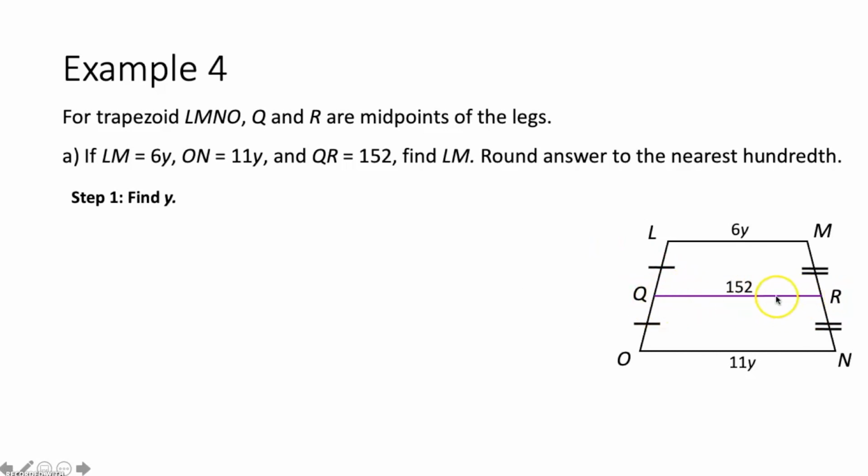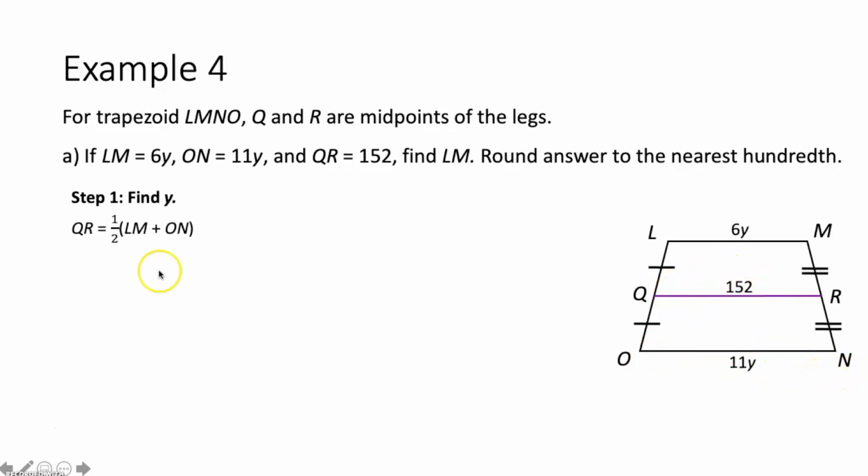And one of the properties of the midsegment is that its measure is equal to half the sum of the two bases. So we can set up an equation to solve for y based on that fact. We can say that the measure of our midsegment, segment QR, has to be equal to 1/2 the sum of the measures of our two bases, segment LM and segment ON.